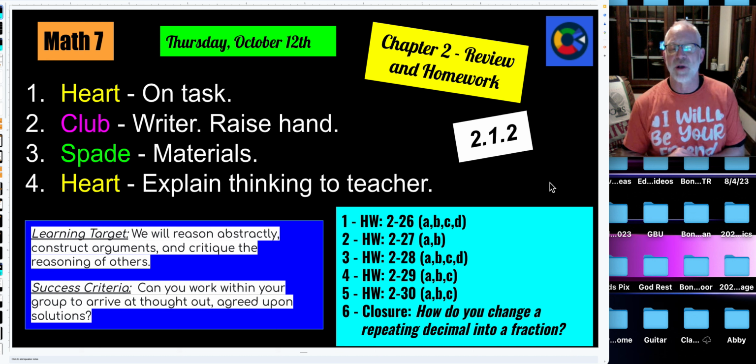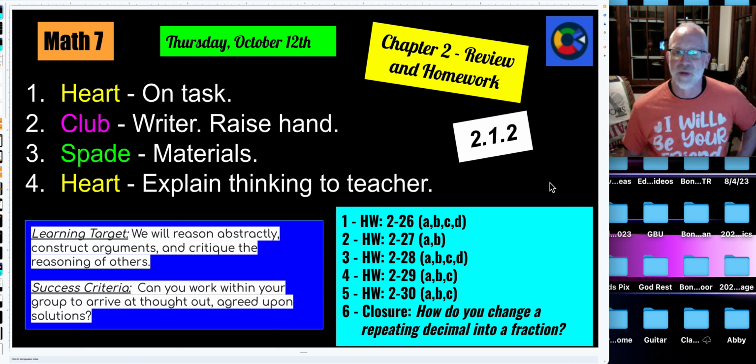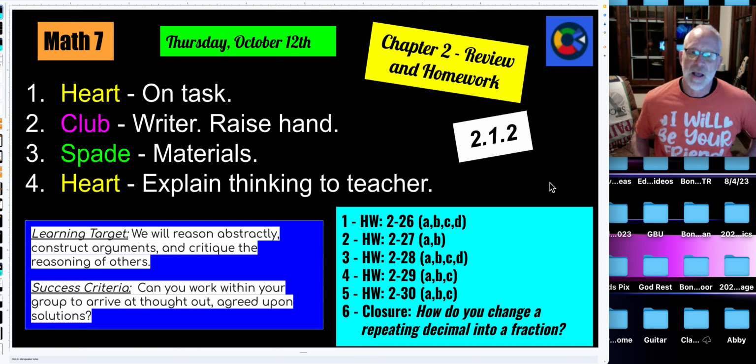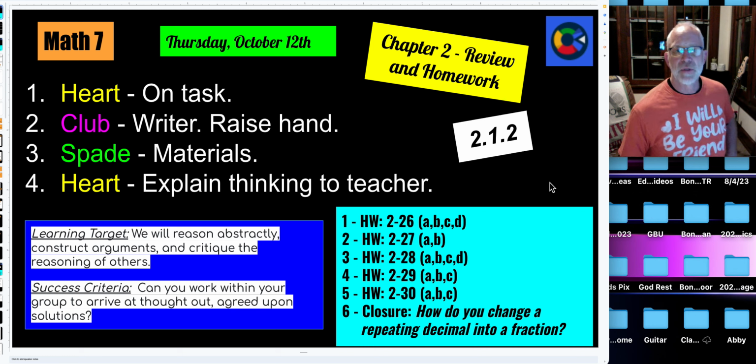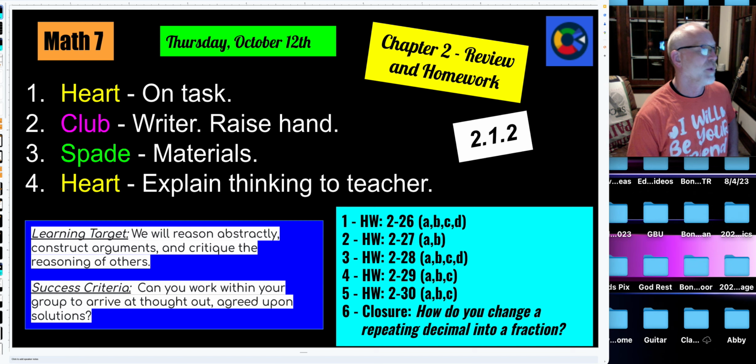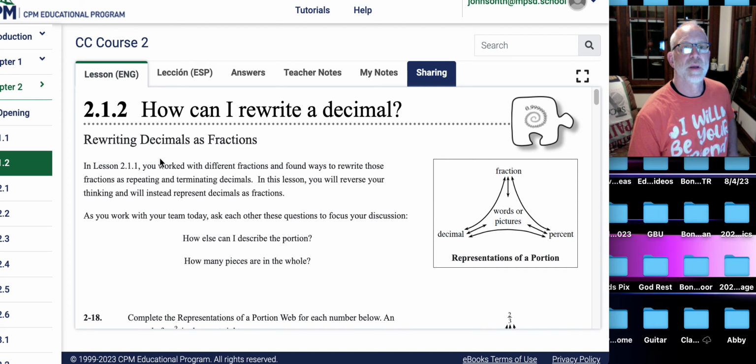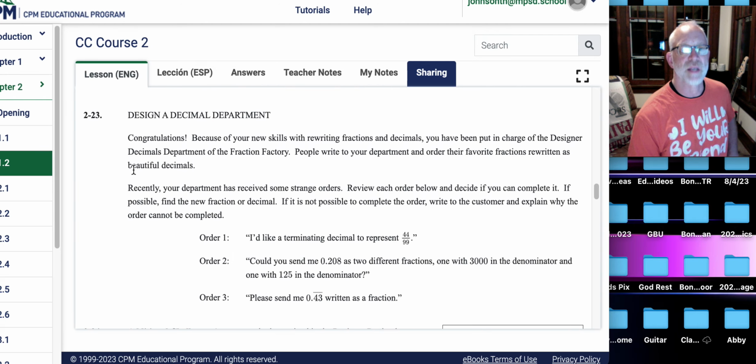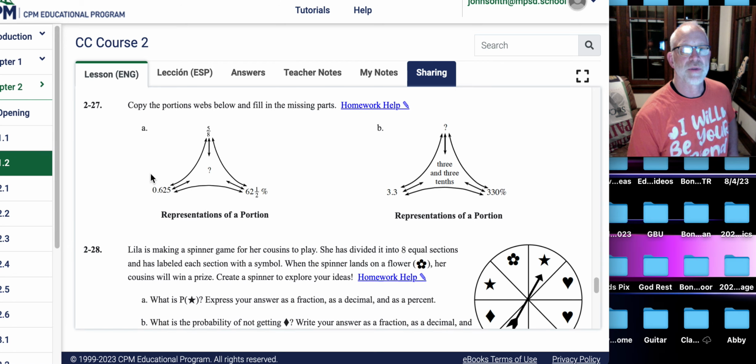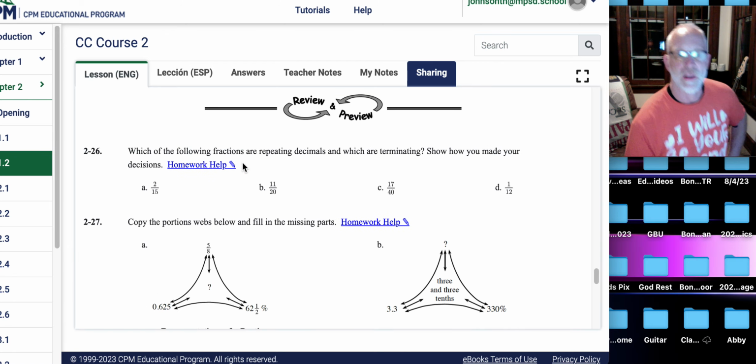So what we did today is we called it a board report strategy. One thing I learned yesterday, so we're trying that today. So in our CPM homework, we went through problems 226 through 230. So 226 is which of the following fractions are repeating decimals and which are terminating. Show how you made your decisions. The fractions are 2/15ths, 11/20ths, 17/40ths, and 1/12.